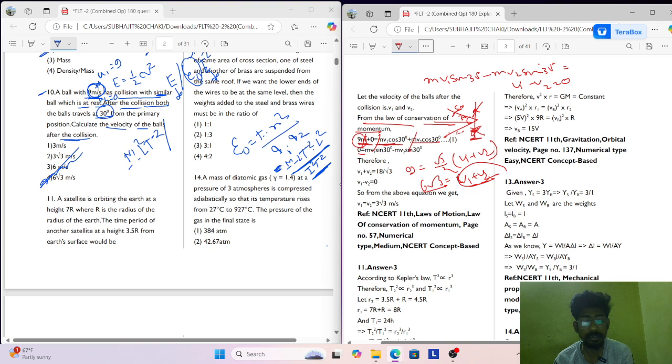So v1 will be equal to 3 root 3, right? So v1 is 3 root 3, and as we already told you, v1 is equal to v2 from this equation. So that means v2 will be equal to 3 root 3. Therefore, option number 2 will be the correct option here.